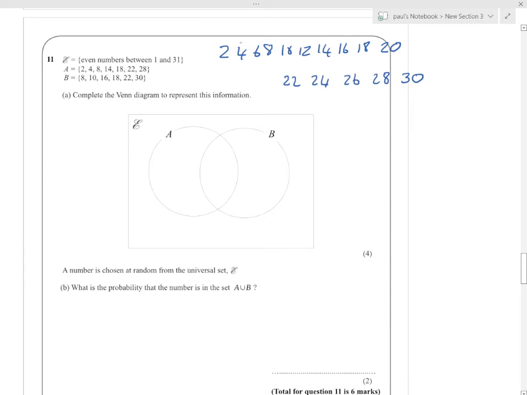So anything that's not in these 2 sets will be on the outside. So we've got 2, we've got 4, there's no 6, so 6 goes on the outside, so we'll cross that off. We've got 8, 10, there's no 12 in there. 14, yes, 16, 18, no 20. 22, no 24. 26, no, there isn't one of those. And there's a 28.